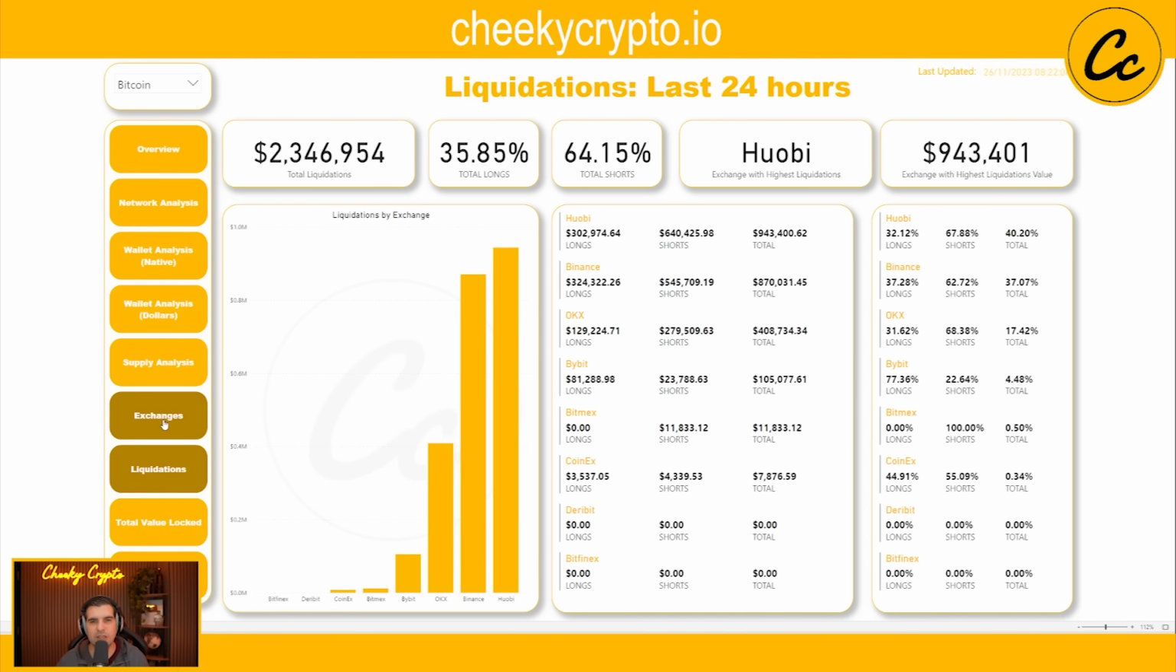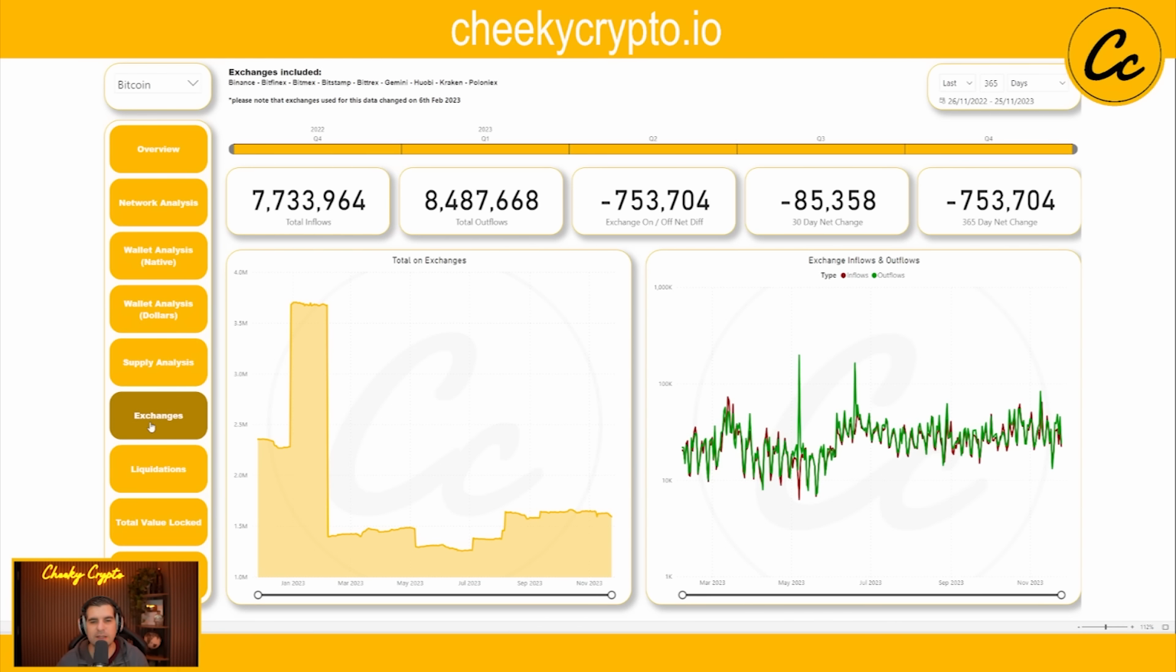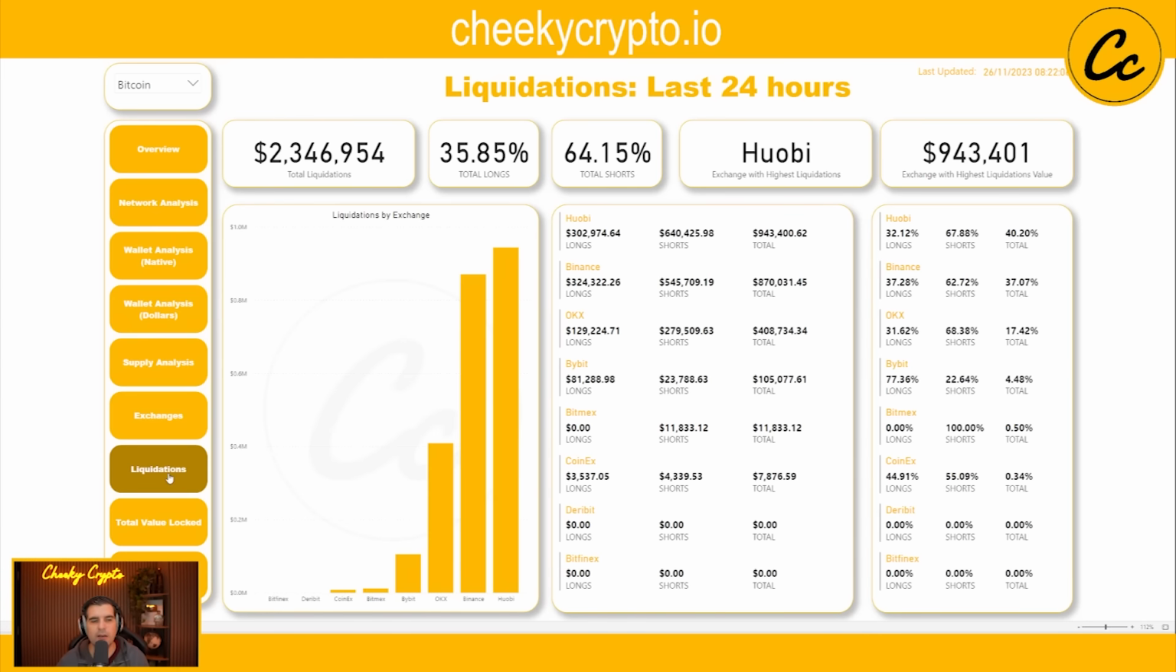I'm going to skip over the exchanges because I'm still looking for a better data source on this one. I don't like this as it stands at the moment, so I'm going to skip over that. I'm going to move over to liquidations. Liquidations in the last 24 hours are only $2.3 million. Pretty interesting stats here. We have 35.85% on longs getting wiped out, 64.15% on shorts getting wiped out. The exchange with the most liquidations is at $943,000. You can see it's kind of minor stuff going on here at the moment, nothing major today.